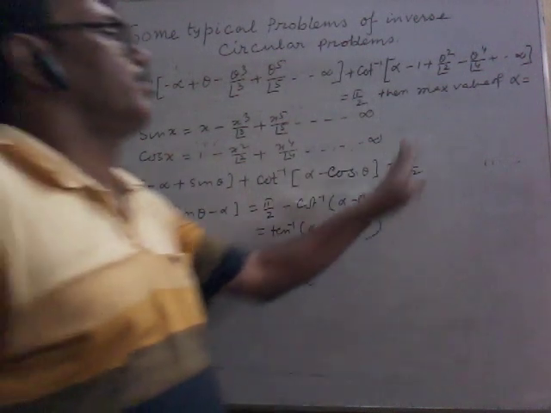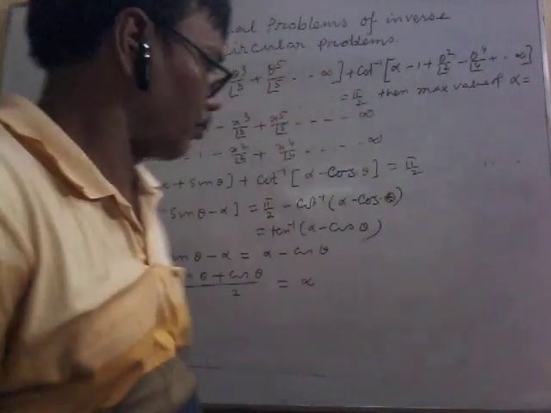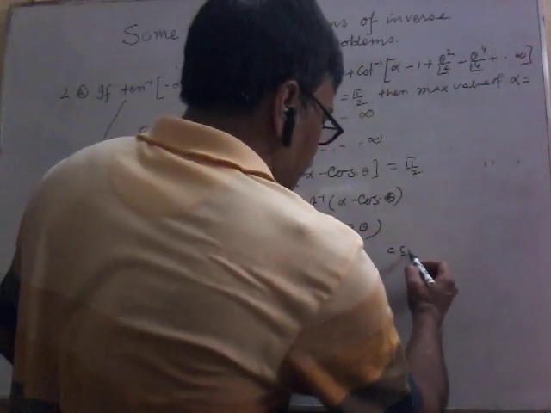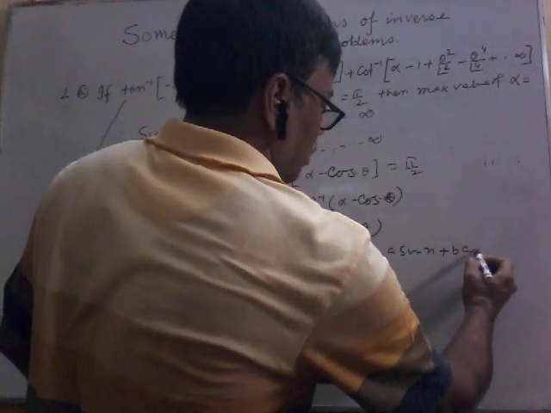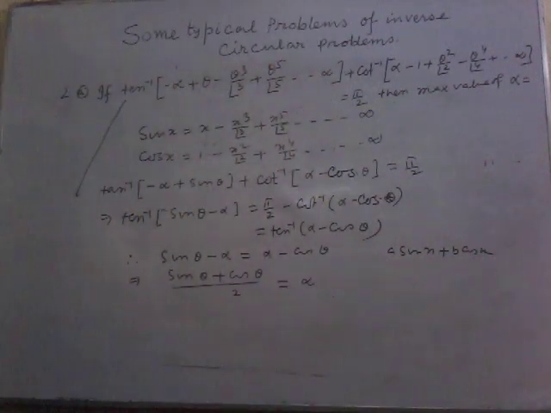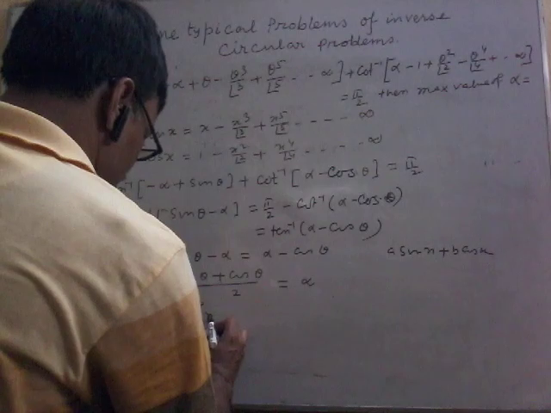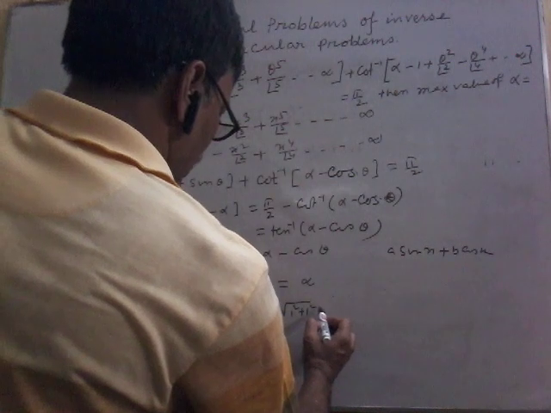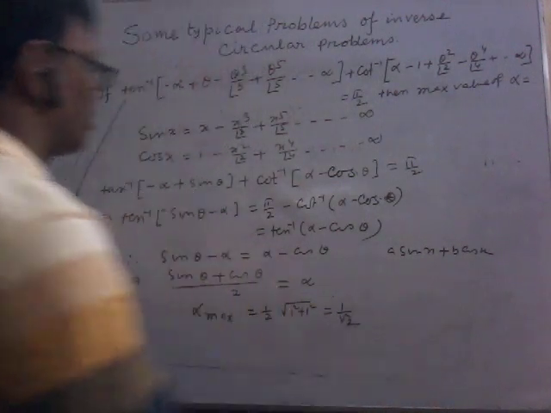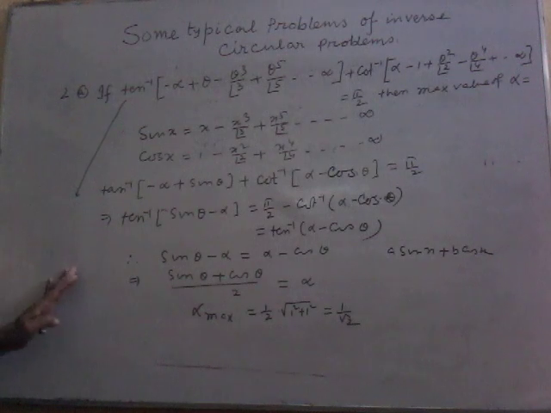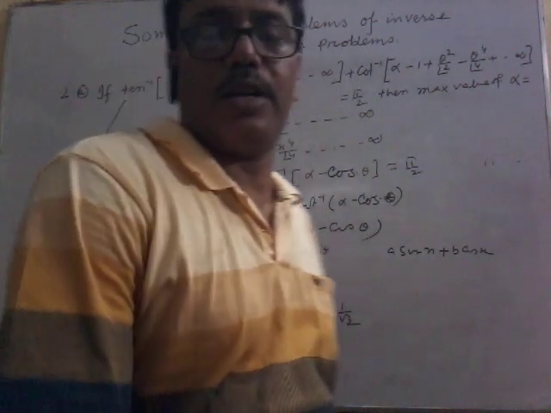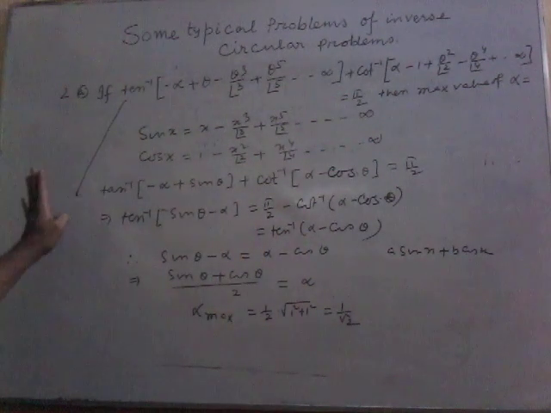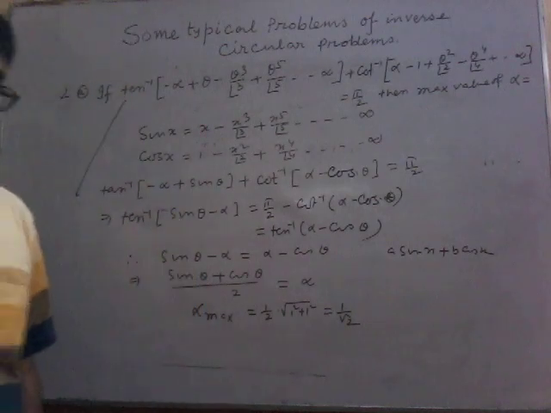Now, what is the maximum value of alpha? You know the maximum value of a sine x plus b cos x is root over a square plus b square. So alpha max equals half into root of 1 square plus 1 square, which is 1 by root 2. So alpha max is 1 by root 2. A similar type of problem is in 2b, try to solve it. Next one.